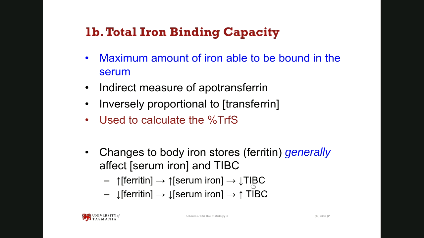Conversely, when we've got reduced body iron stores, or if they're decreased or absent, then of course serum iron is going to decrease as well. If there's not a lot of iron around, the body tissues are going to absorb as much from the plasma as they can, and so that's going to reduce the amount of iron in the serum, and therefore there is less iron to bind to transferrin. So total iron binding capacity, the potential of transferrin to bind with iron, is increased.